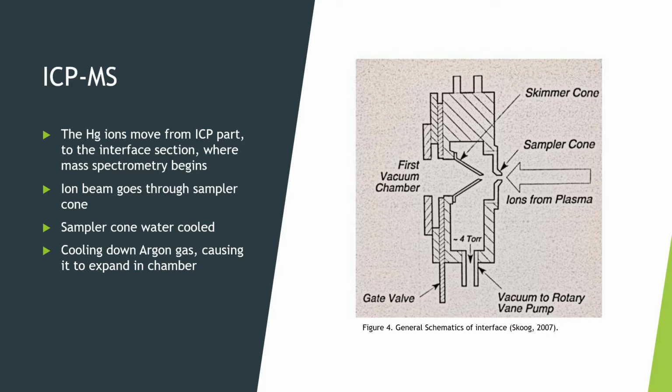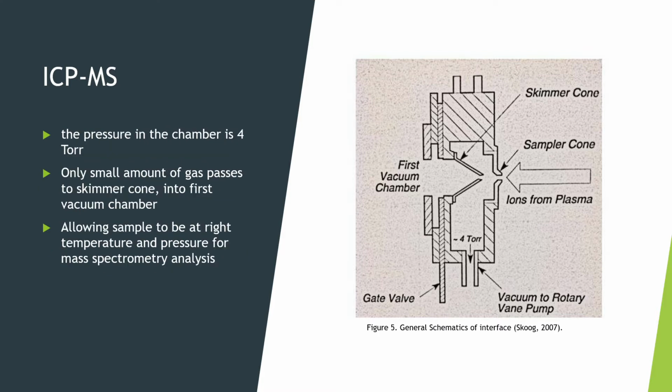In order for the sample in ion form to be at the correct temperature and pressure, the ion beam goes through a sampler cone. The sampler cone is water-cooled, which cools down the argon gas, causing it to expand in the chamber. The pressure in the chamber is at 4 torr. Only a small amount of gas then passes through the second cone, known as a skimmer cone, into the first vacuum chamber. This procedure allows the sample to be at the right temperature and pressure for mass spectrometry analysis.